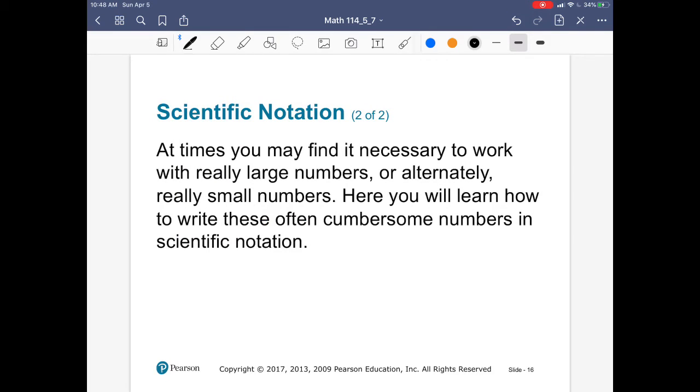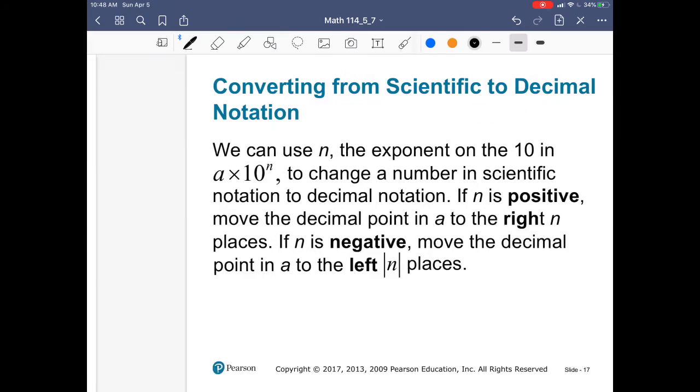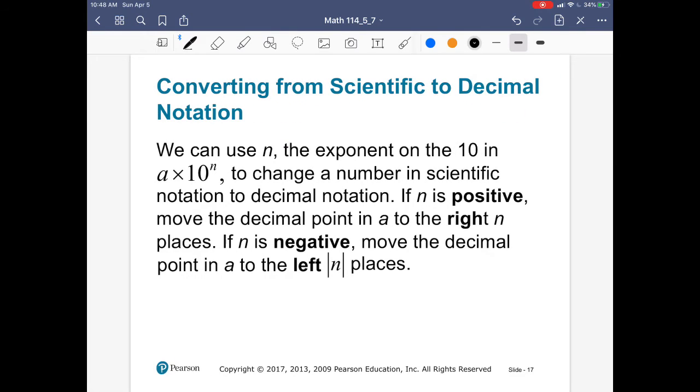At times, you may find it necessary to work with really large numbers or, alternatively, really small numbers. Here you will learn how to write these often cumbersome numbers in scientific notation. We can use n, the exponent of the 10 in a times 10 to the power of n, to change a number in scientific notation to decimal notation. If n is positive, move the decimal point to the right n places. If n is negative, move the decimal point in the a to the left by the absolute value of n places.